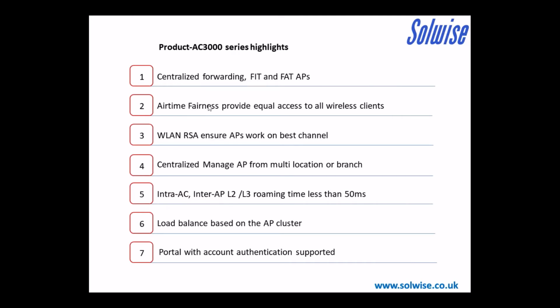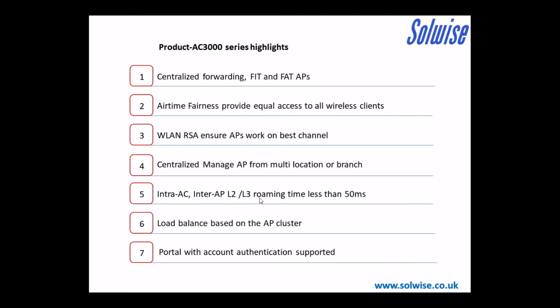It's also got airtime fairness to provide equal Wi-Fi access to the clients. It's got the ability to actually work out the best operational channel. It can be used for local management or multi-location, multi-branch management. It's got very sophisticated roaming. It's not just got layer 2 roaming, but it's also got layer 3 roaming. So that's roaming at the IP layer, which if you think about it, is bloody complicated.